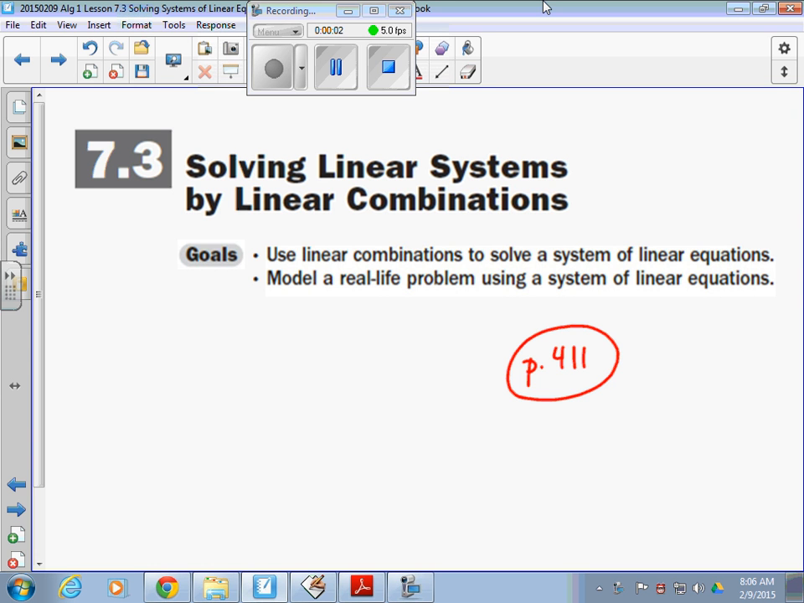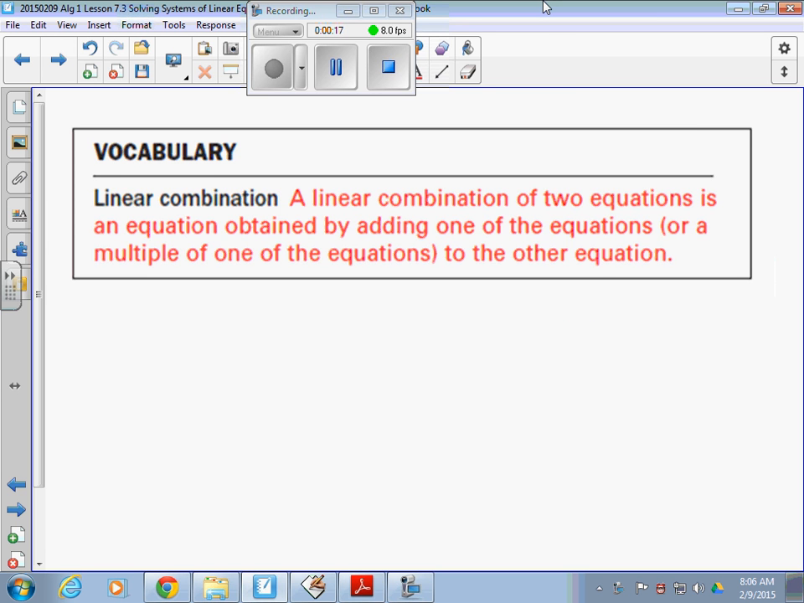This is Algebra 1, Lesson 7.3, using linear combinations to solve linear systems, more often called the elimination method. We're using linear combinations to solve systems of equations. We're going to use them in real-life models, beginning on page 411. First definition is a linear combination.